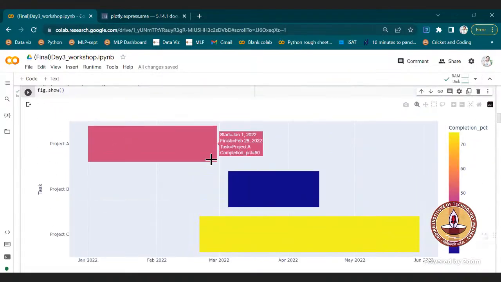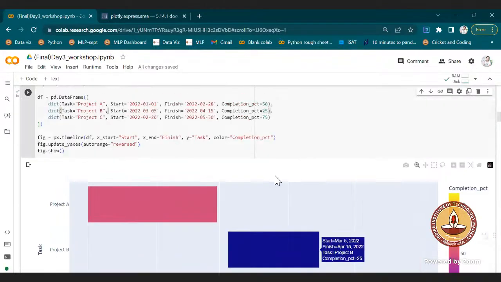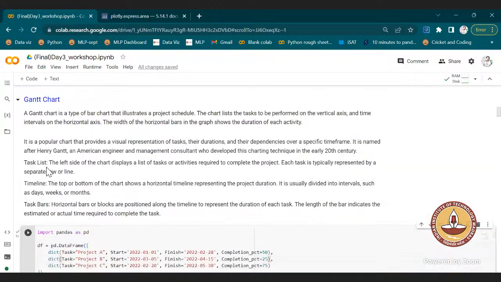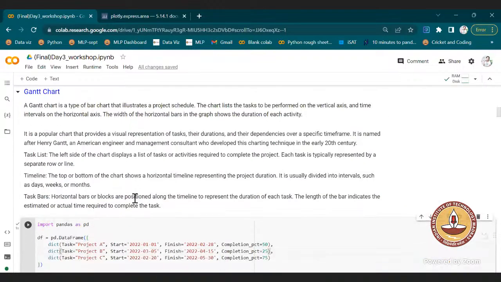That is all about this chart. So you know now where you have to use it. Basically, whenever you have to schedule something, this chart will be very helpful. And the main three components are the task list, timeline, and task bar.